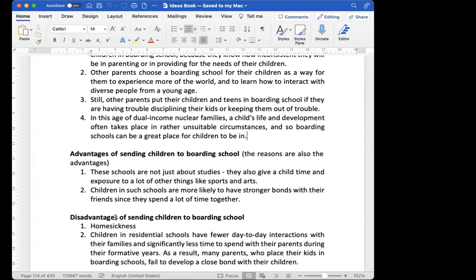What are the disadvantages? The disadvantages are homesickness, and children in residential schools have fewer day-to-day interactions with their families and significantly less time to spend with their parents during their formative years. As a result, many parents who place their kids in boarding schools fail to develop a close bond.